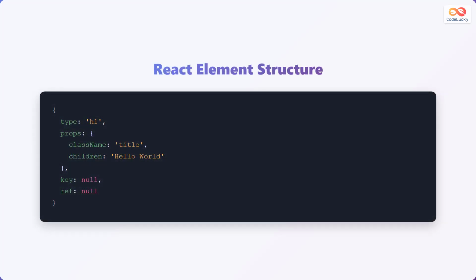Let's take a closer look at the structure of a React element. As you can see in the code, a React element is an object with several key properties. The type property specifies the type of the element, such as an H1 for a heading. The props property is an object that contains the element's properties, such as class name and children, which are the content inside the element. The key and ref properties are used for more advanced features in React, such as identifying elements and accessing the underlying document object model nodes.